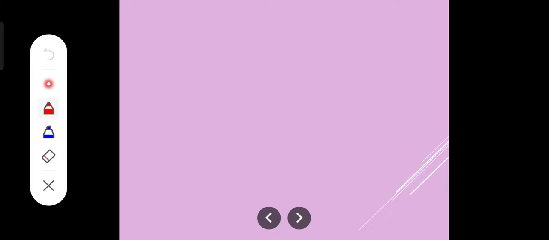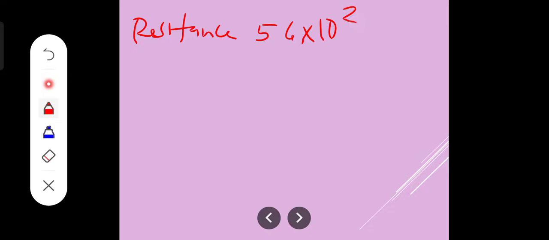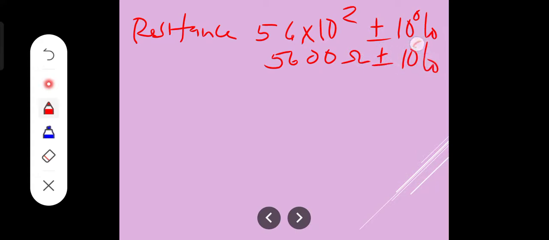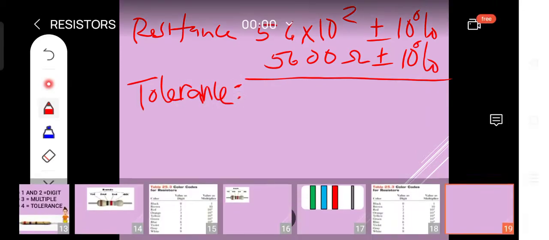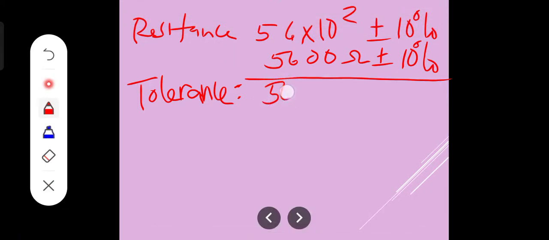Okay, so let's put it here. For the resistance, we have 56 times 10 raised to 2, positive, negative 10%. Okay, so you must convert the resistance into digital values. So this will become 56 with 2 zeros, ohms plus minus 10%. Okay, so this will be the resistance. Then, for the tolerance, you will just multiply 56,000 ohms by 10%. So, 56,000 ohms times 0.10.